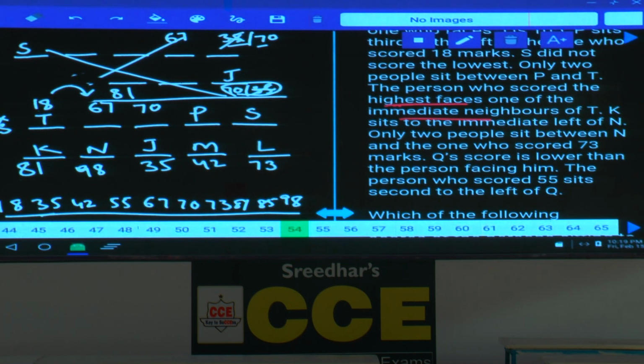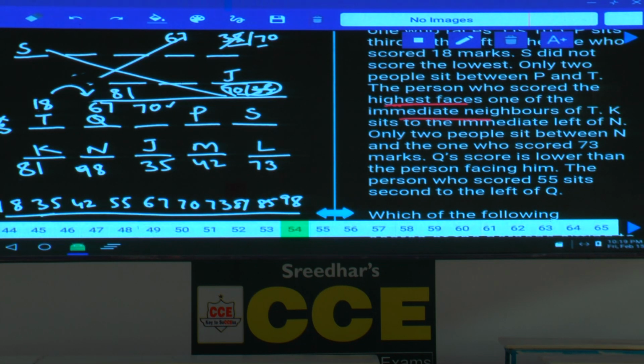Q's score is lower than the person facing him. Now Q's score is lower than the person facing him, hence Q cannot be 67. Why? Q's score should be lower than the one who is facing him. Now here, Q cannot be 70. Why can Q not be 70? Because if Q is 70, the one who is facing Q is J. J must be more than this Q, which is not possible. Hence, where should this Q be? Q must be here. The score of Q is lesser than his opposite person's score.